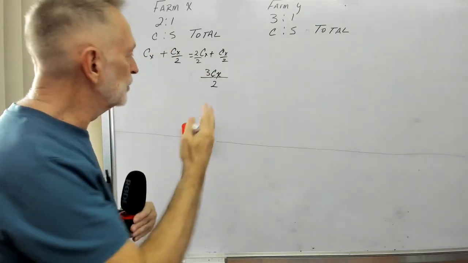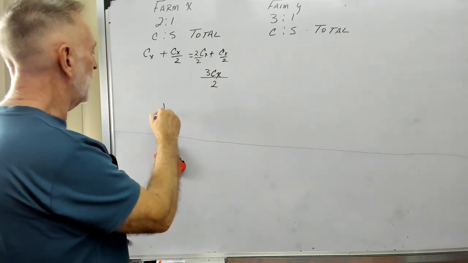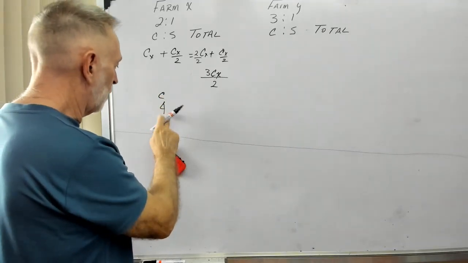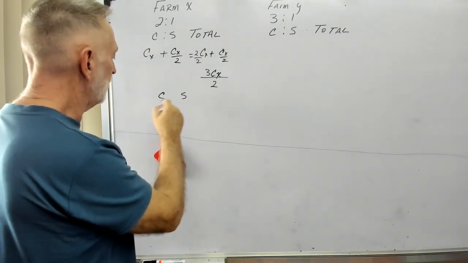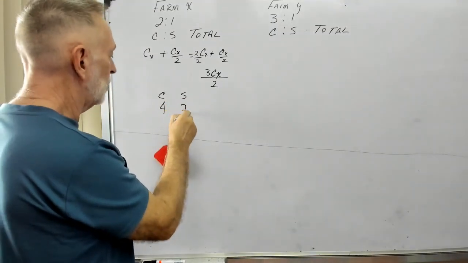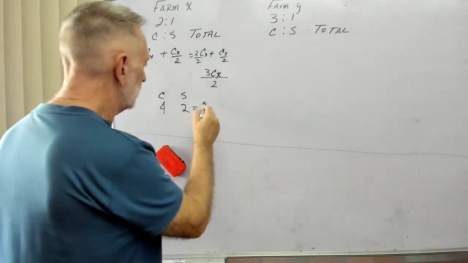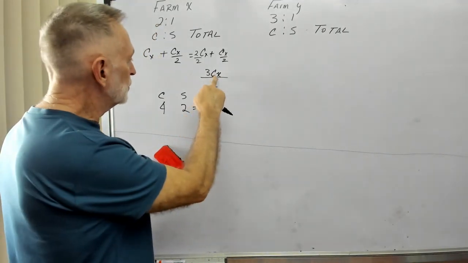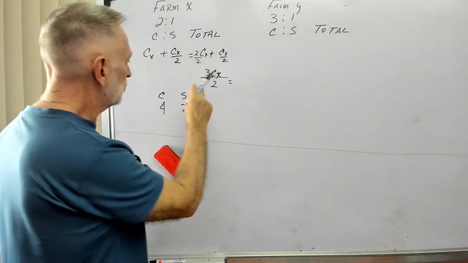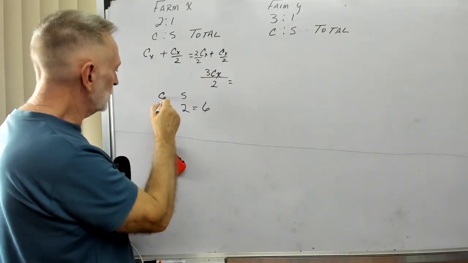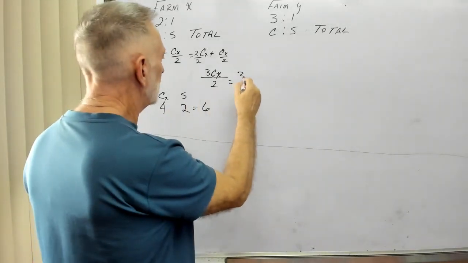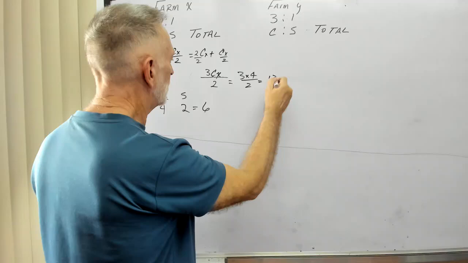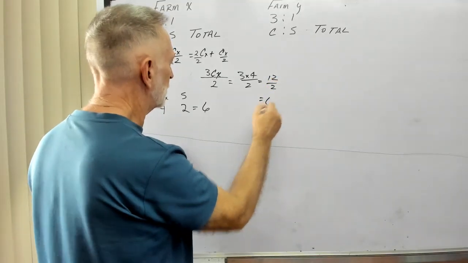So let's challenge that to see if we're correct. What if we have 4 cows? If I have 4 cows, I should have half as many sheep, so I would have 2. So that would give me a total of 6 animals. So let's think about if this formula gives me that. 3 times the cows on X, 3 times 4 divided by 2 is 12 over 2, which is 6.